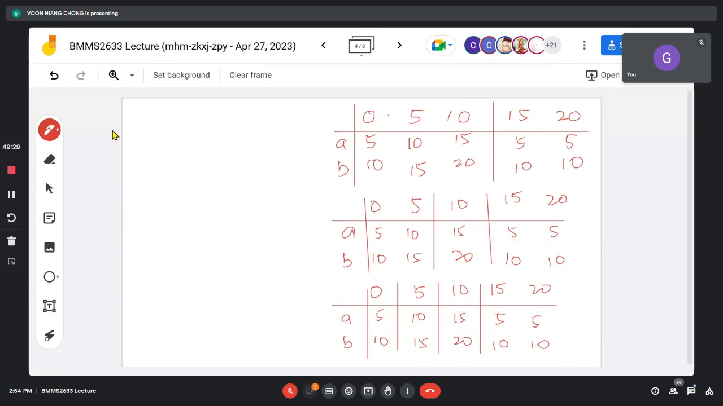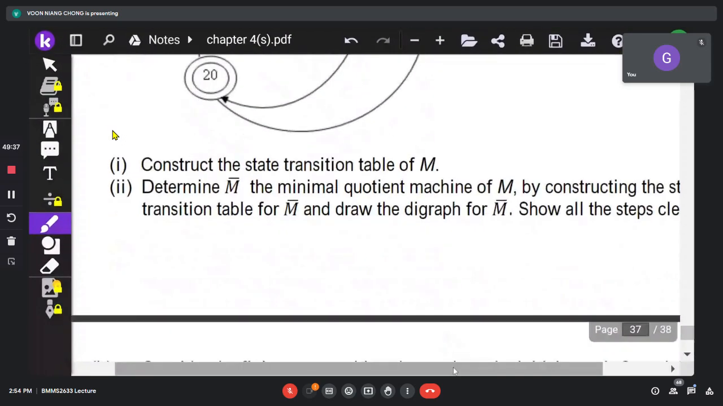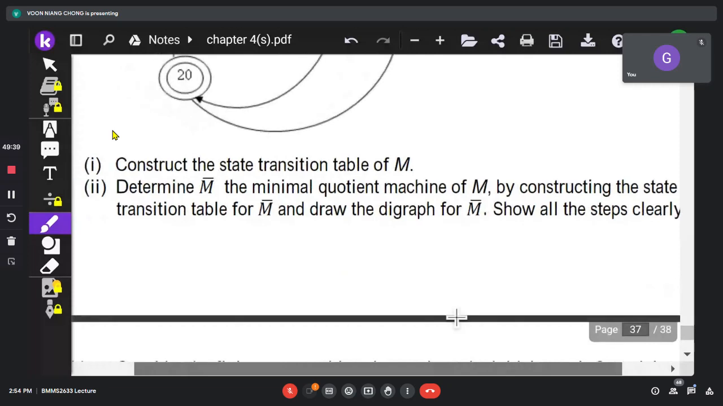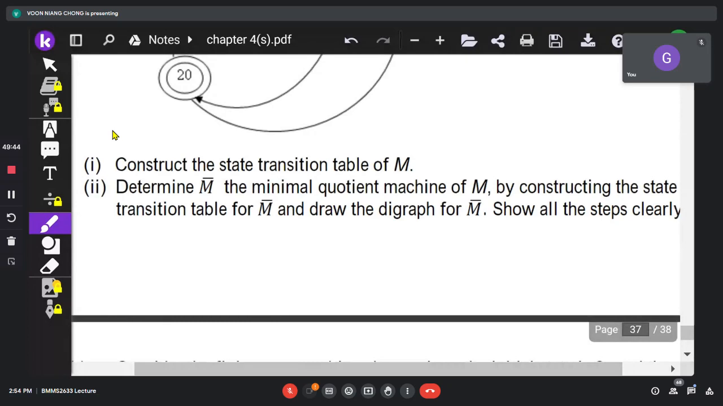The question asks for what? Determine the minimum quotient machine, constructing state transition table, and draw the diagram of M. So that means you need to divide the classes. Okay. That one can do or not? Divide the classes. So we have 0, 5, 10, and 15. 4 classes. And if you refer to the table just now, A, B, the A is 5 and 10.